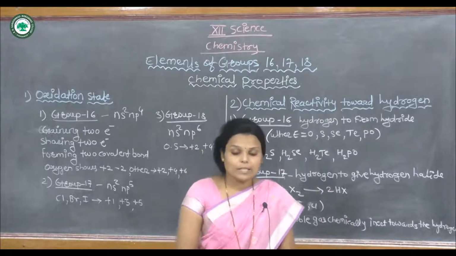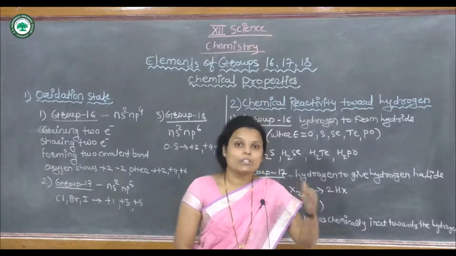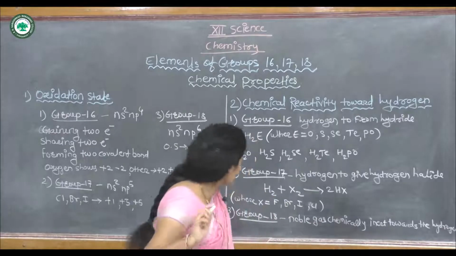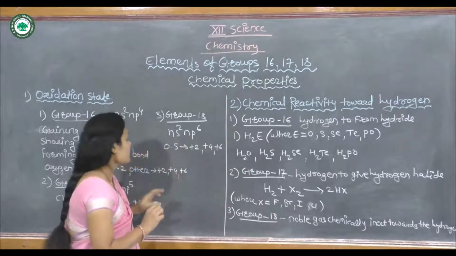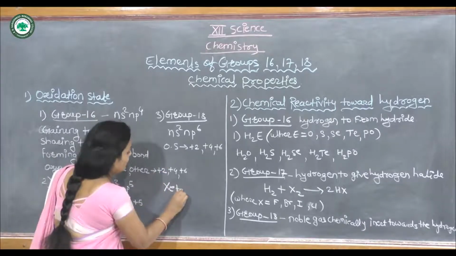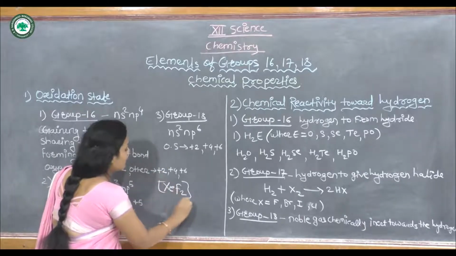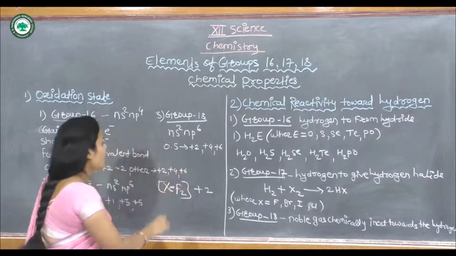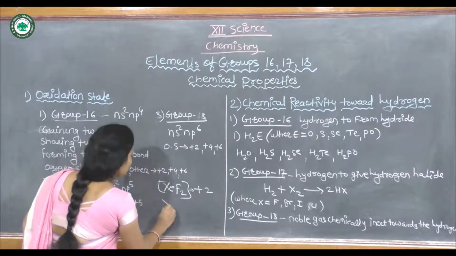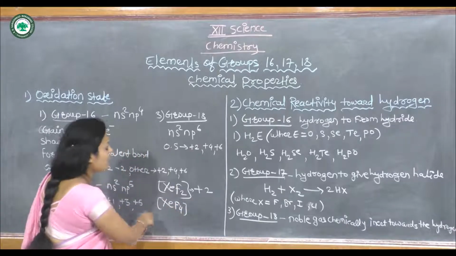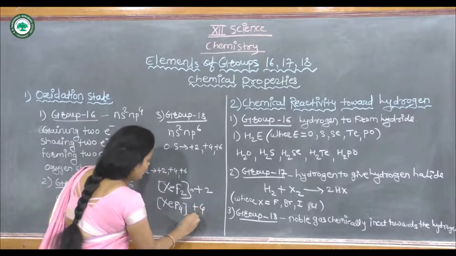For example, XeF2, then XeF4. Here Xe means xenon, and xenon fluoride XeF2 has the oxidation state +2. The next compound is XeF4, and its oxidation state is +4.